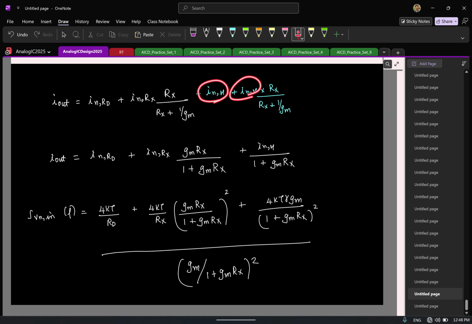These two are 100% correlated, so you can't directly take the sum. You should simplify it. I simplified it, and this is what I get. Okay, yeah, fine. Negative. Yeah, sure.